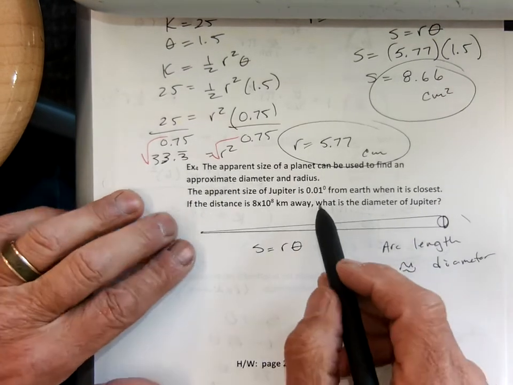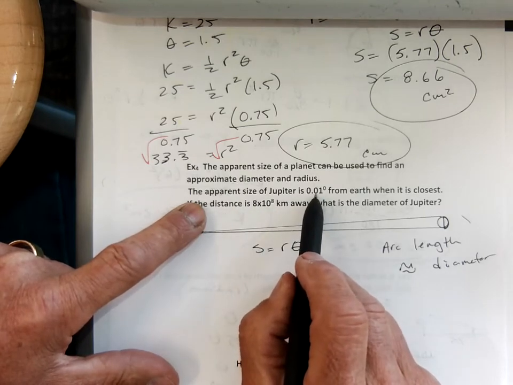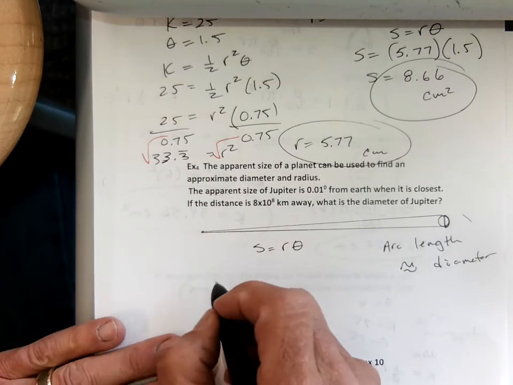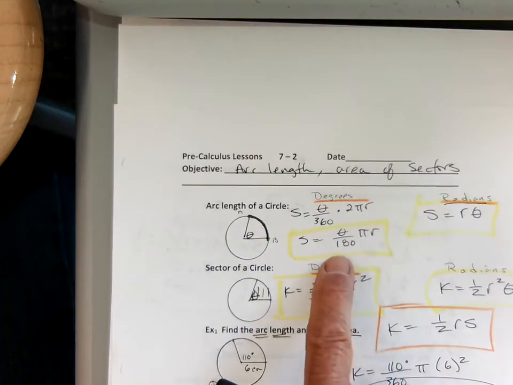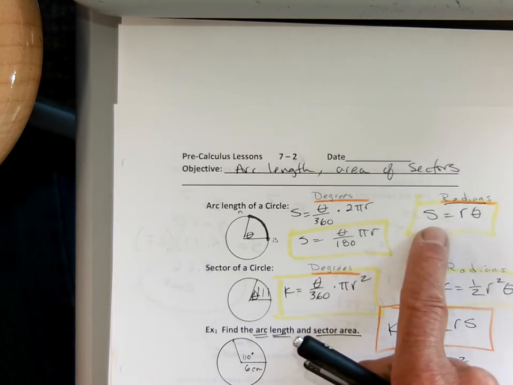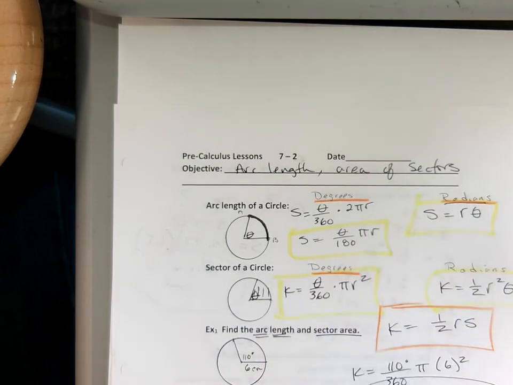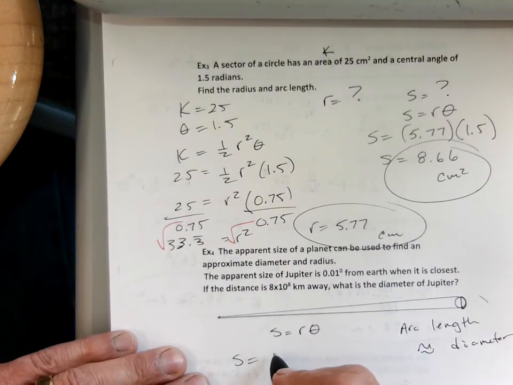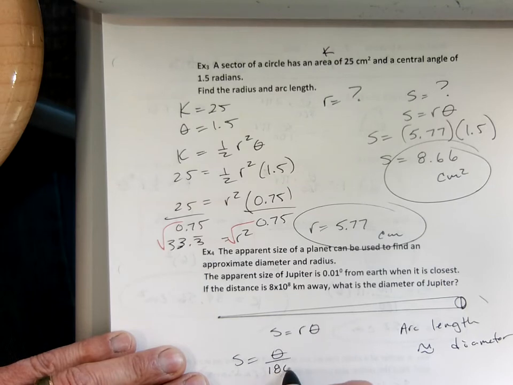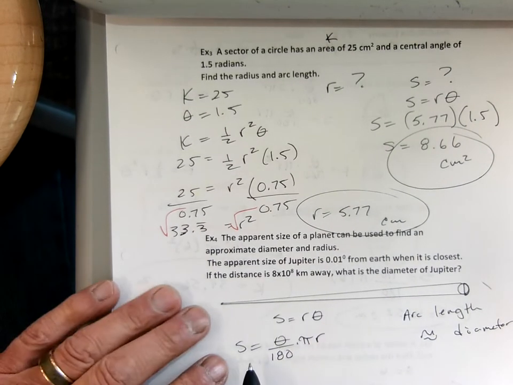So here we go. We've got the apparent size of Jupiter is 0.01 degrees. Oh, degrees. So we've got to use S equals the degree formula. Degrees is such a pain to do. Radians are so much better. I'm going to convince you. Let's see, I've got to go theta over 180 times pi r, okay? So that'll give me my arc length, okay?